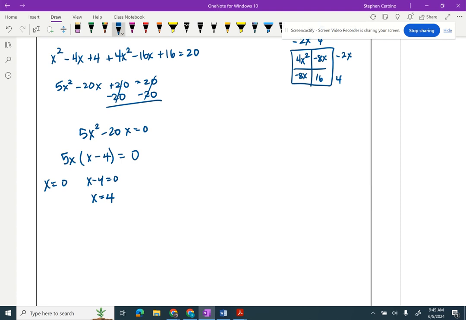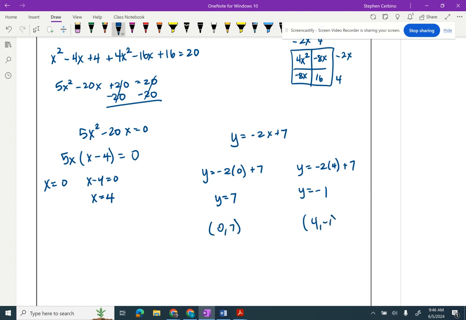Now, to get this answer, you need to use one of the original equations. So I'm going to use the easier of the two, the linear, and I'm going to find the y value for each of those x values. So let's plug in 0, which is going to give me y equals 7. And I'm going to plug in 4, which is going to give us our negative 1. So again, we get the two answers, (0, 7) and (4, negative 1).